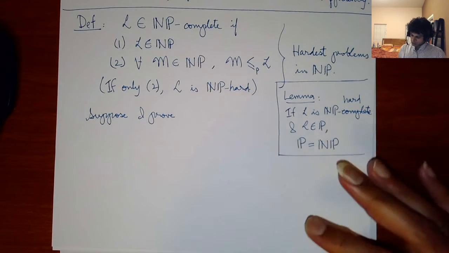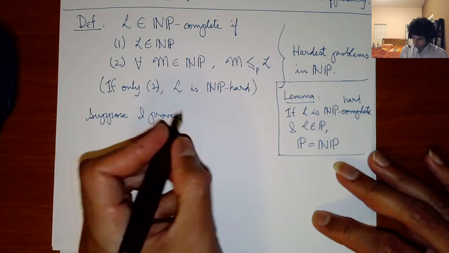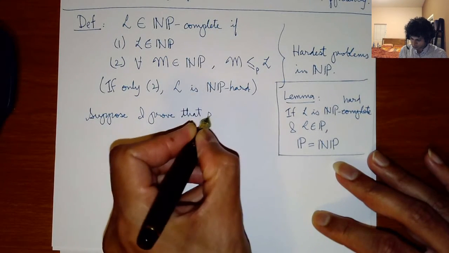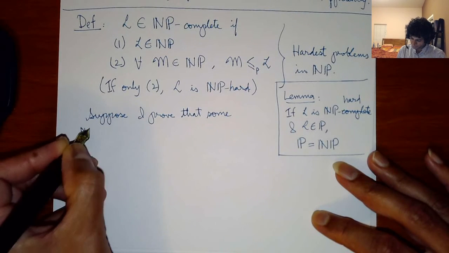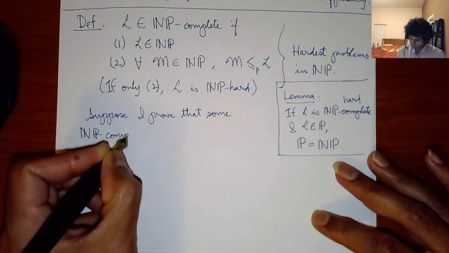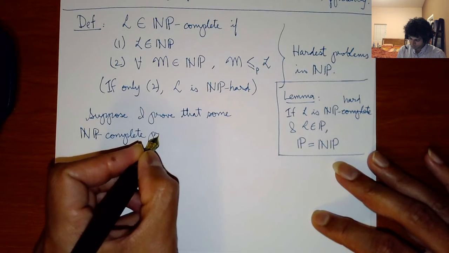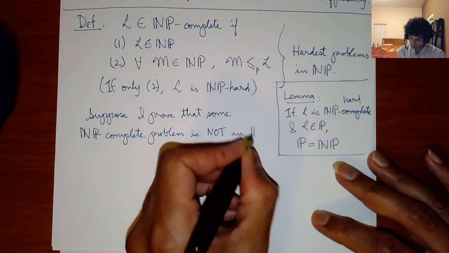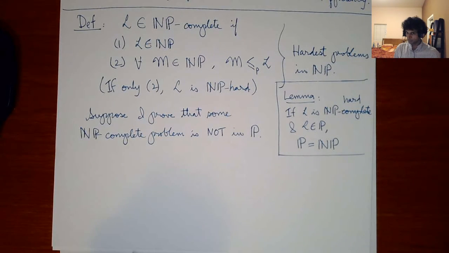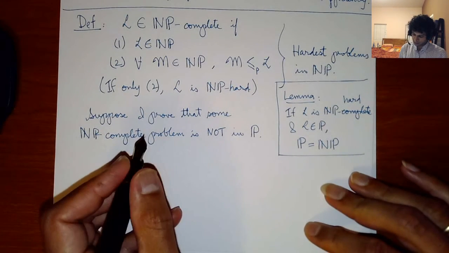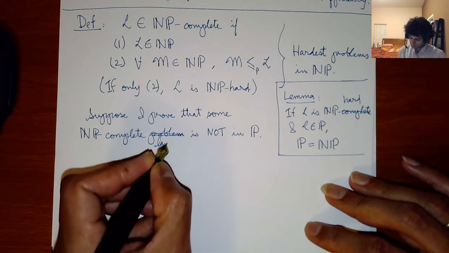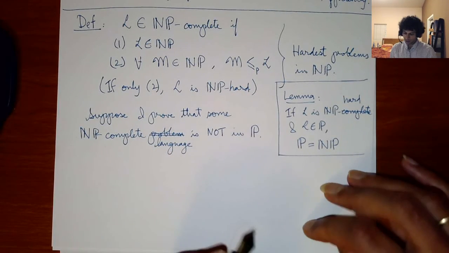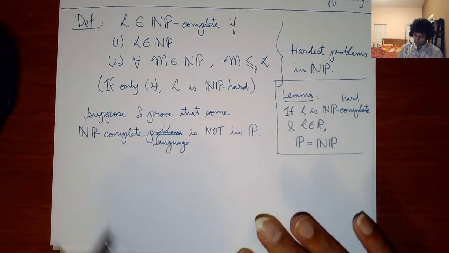So now here's my question. Suppose I prove that some NP-complete problem is not in P. So I was able to prove for some NP-complete problem that there is no efficient algorithm for that problem. Or NP-complete, maybe I should say language, not problem. Hardest problems are languages. Language is probably more appropriate.